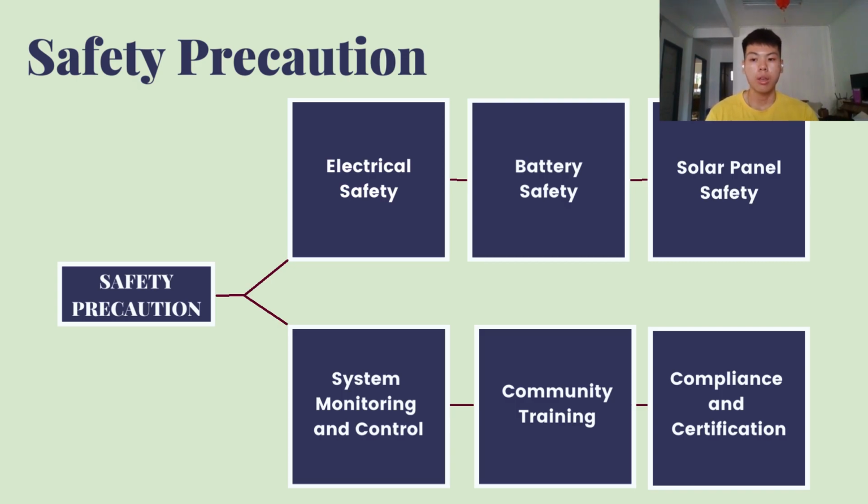And the fifth is community training. We must conduct training sessions for local residents on basic electrical safety practices and emergency procedures, to make sure that they know what they should do when an emergency happens. And we have to provide detailed documentation on system operation, maintenance, and emergency protocols. This can be referred to by the residents so that they know how to use the system correctly.